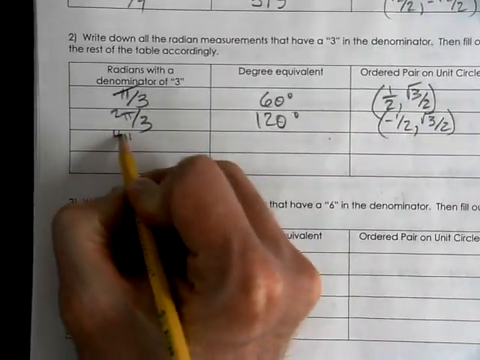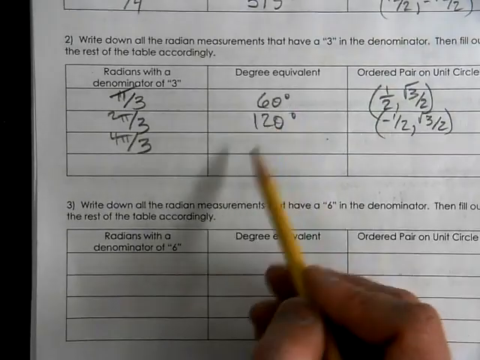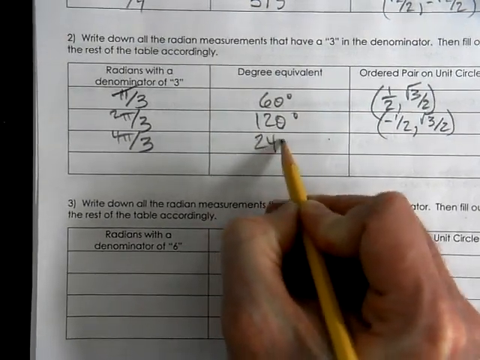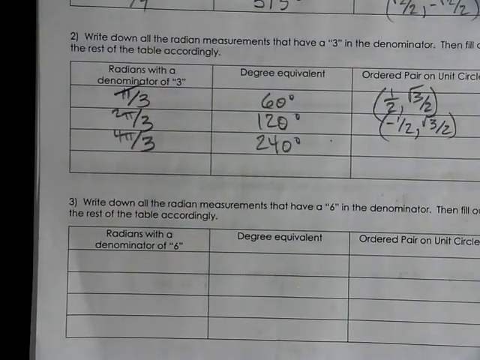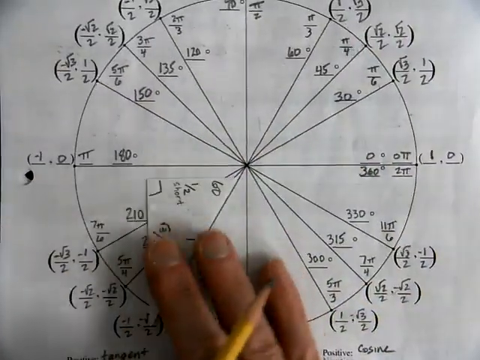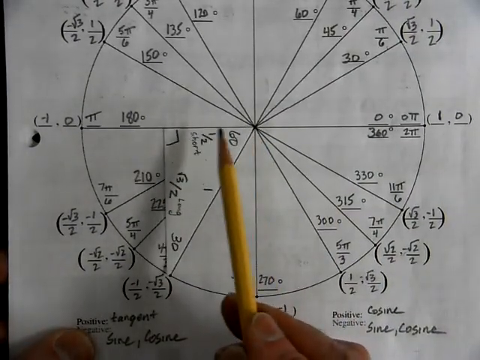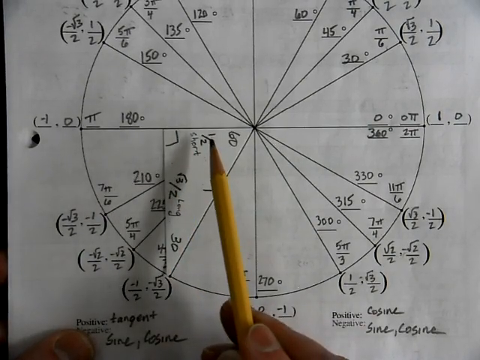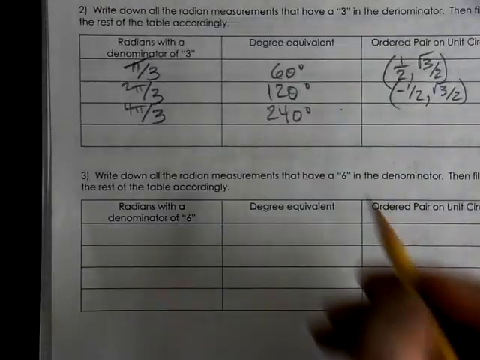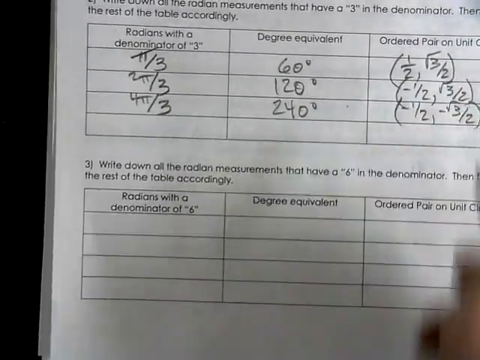4 over 3. That's 60 degrees past 180. 240 degrees. 240 degrees, remember you've got to hang your triangle on the x-axis. X comma y. X is negative, y is negative. Short, long. X is negative, y is negative. Short, long.